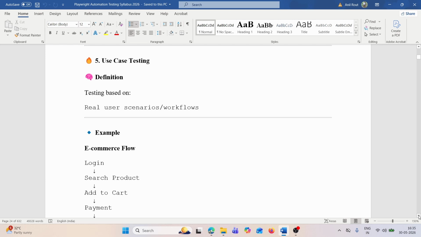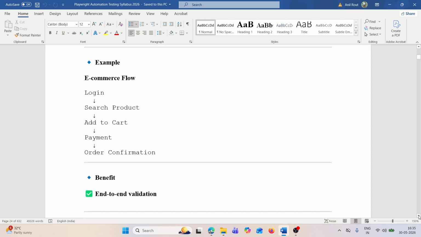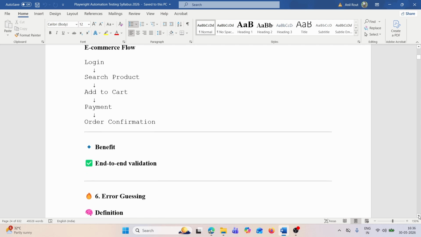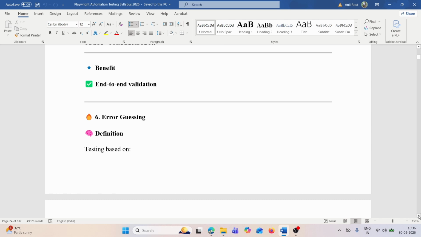Use case testing. Definition: real user scenarios or workflows. Use case testing is testing based on real user scenarios or workflows. Example, e-commerce flow. We log in, then search for a product, add to cart, then make the payment and get order confirmation. Benefit is end-to-end validation.